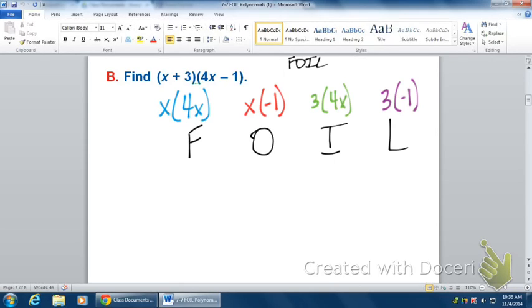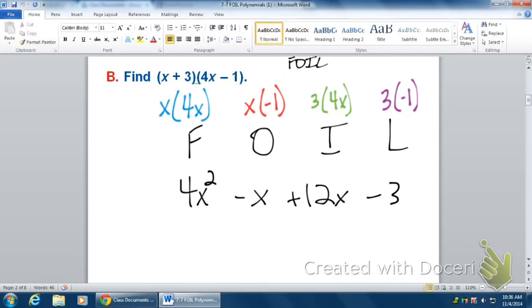When I do x times 4x, it's going to give me what? 4x squared. Okay, what about x times negative 1? Yeah, that's going to give me a negative x. Okay, when you multiply 3 times 4x, that's going to give me 12x. And when I work out 3 times negative 1, that's going to give me a negative 3.